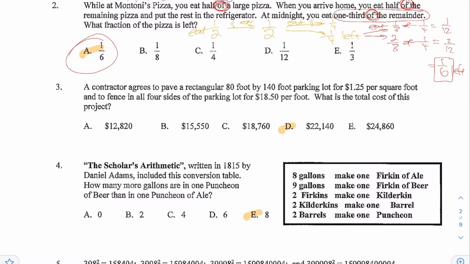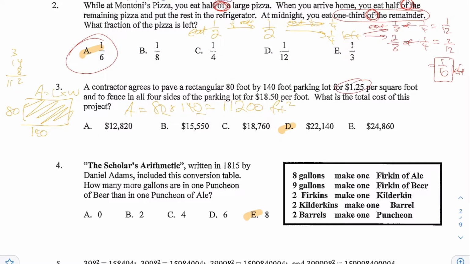So when you pave the lot, that's going to be the area inside, and it's 80 by 140. So the area is length times width, so that will be 80 times 140. And when you do 14 times 8, that's equal to 112. And you have 2 zeros, so that will be 11,200 square feet.